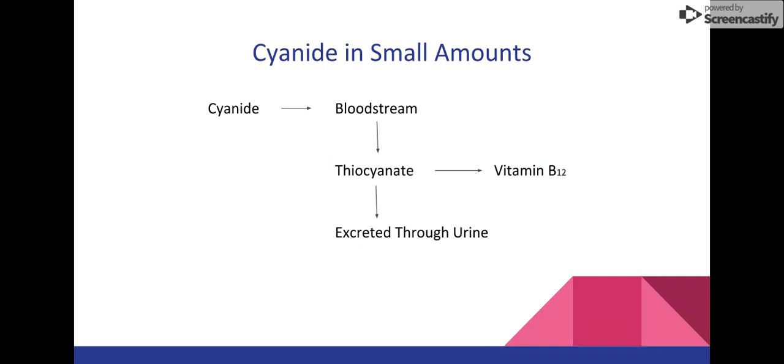The body handles small amounts of cyanide differently than large amounts. In small doses, cyanide is changed into thiocyanate, which is less harmful and excreted in urine. In small amounts, it can combine with hydroxycobalamin to form vitamin B12, which helps maintain healthy nerve and red blood cells.